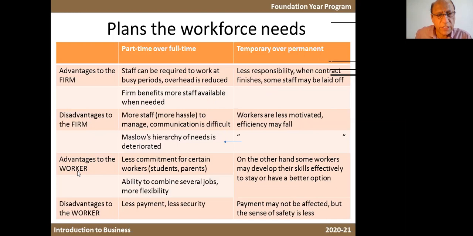Next is the advantage to the worker. What is the advantage of the temporary contract for the worker? Some workers may develop their skills effectively and stay. They will be rehired, their contract will be renewed, or they can go somewhere else. Disadvantage to the worker: payment may not be affected. Payment may be the same as the permanent, but job security is less. That's why, according to Herzberg and Maslow, they will not be motivated.